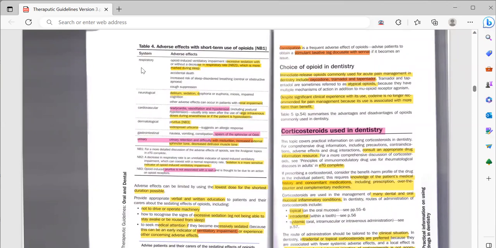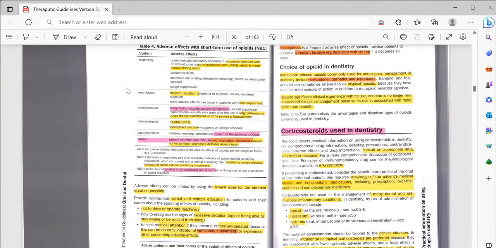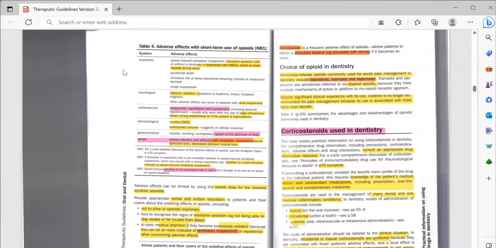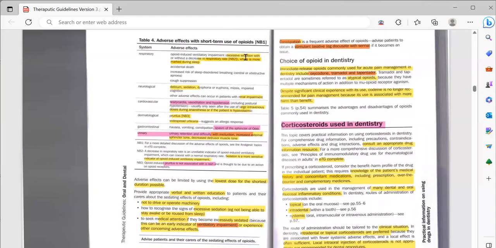So, the simple formula to learn this is that opioids affect every organ: respiratory, neurological, cardiovascular, skin, then GIT, and urinary. Just make sure you remember that opioids reduce everything. They suppress everything. For example, in the respiratory system, they cause ventilatory impairment, like excessive sedation with a decrease in respiratory rate.